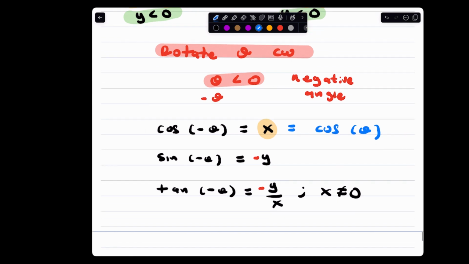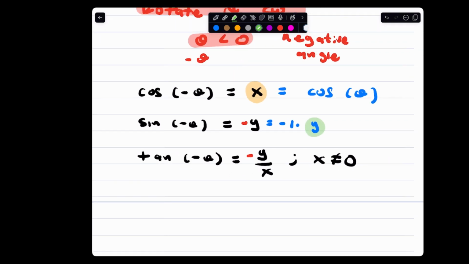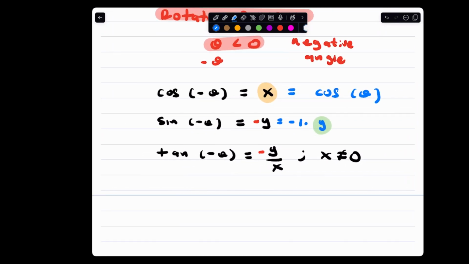Okay, and then now you might say, what about this minus y? Well, we can think of it this way. We can think of minus y as negative 1 times y. And what was the definition of y before? Isn't that sine theta? So I can replace that y variable with what it was defined with the positive angle. And so now I get, ladies and gentlemen, this relationship here.